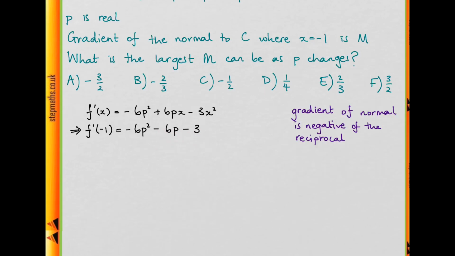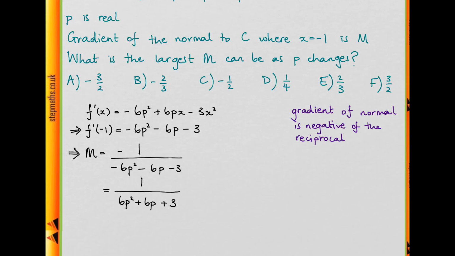And the gradient of the normal is just the negative of the reciprocal. So to find m, we're going to do 1 over this gradient of C for the reciprocal, and then make it negative. And of course all the minuses will cancel out, so this tells us what m is.